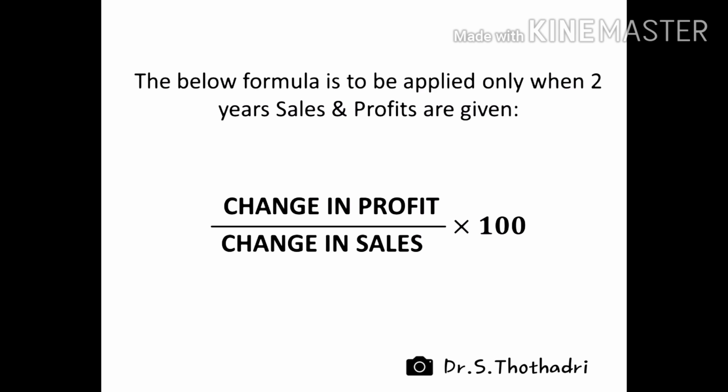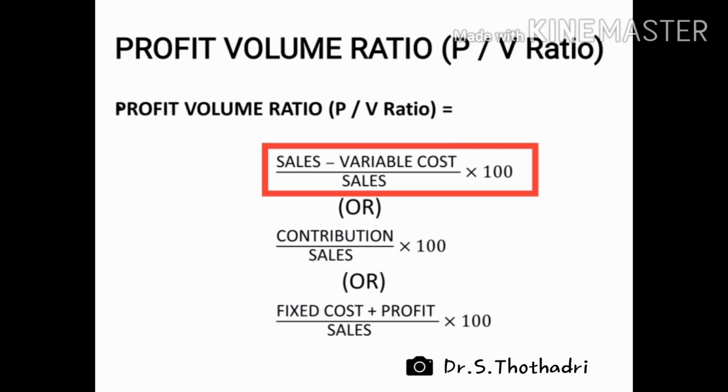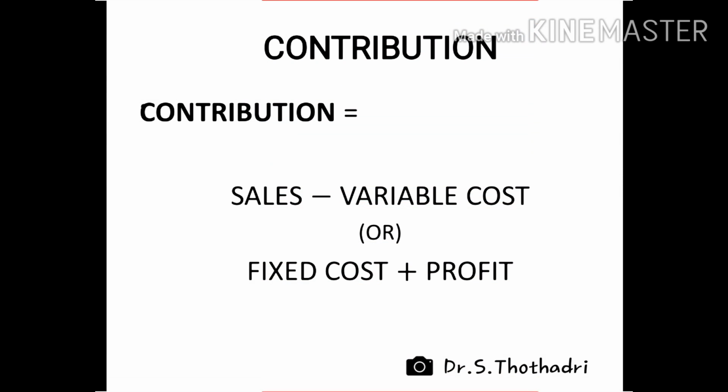the result. For example, the sales has been given in the problem as rupees 10 lakh and variable cost has been given as rupees 6 lakh. And if you have been asked to determine the profit volume ratio, we can apply the formula sales minus variable cost divided by sales into 100. So sales is 10 lakh, variable cost is 6 lakh, again divided by 10 lakh into 100. So 10 lakh minus 6 lakh is 4 lakh, 4 lakh divided by 10 lakh into 100, 40%. So we have calculated the PV ratio.